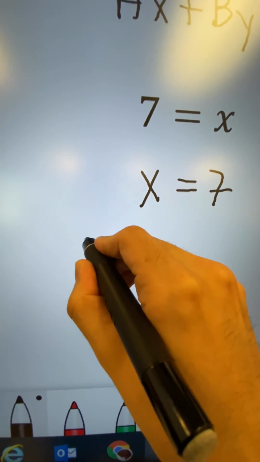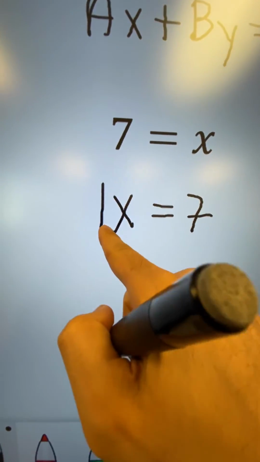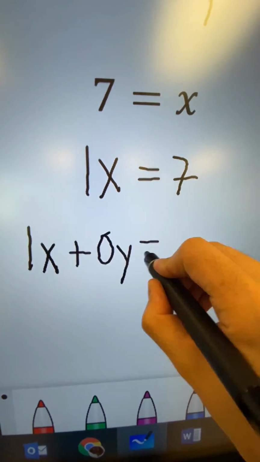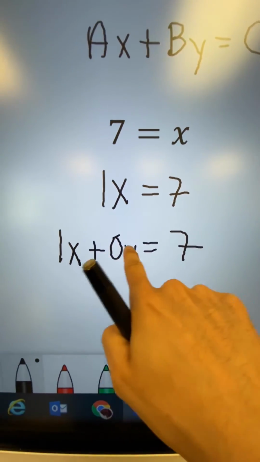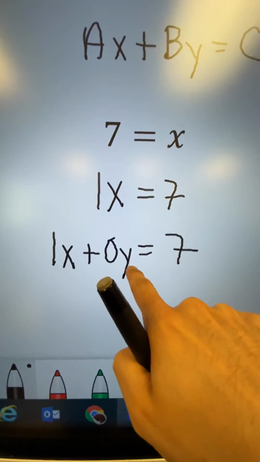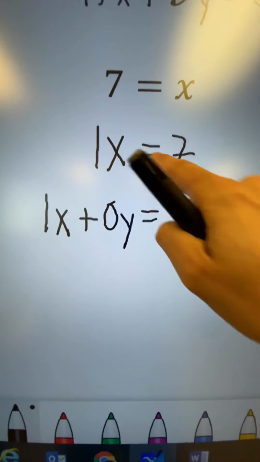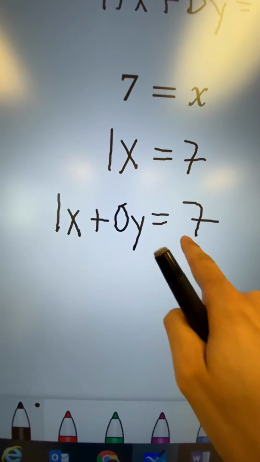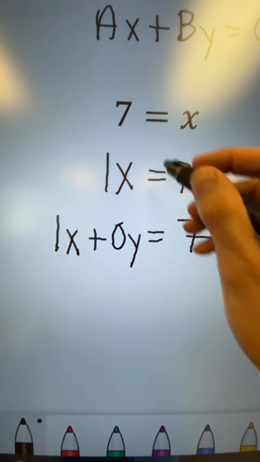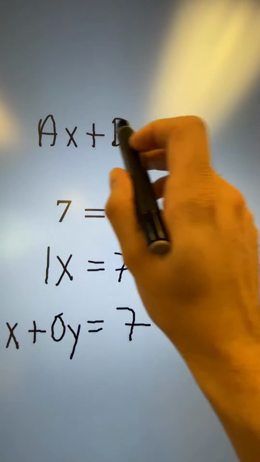So we have here a 1x, so the coefficient for that is 1. So we have 1x plus 0y equals 7. Notice 0 times y is 0. So this is the same. These are equivalent equations, but you just don't see the y up here. But if I did write it in standard format, you can see that the value for b in this case is 0.